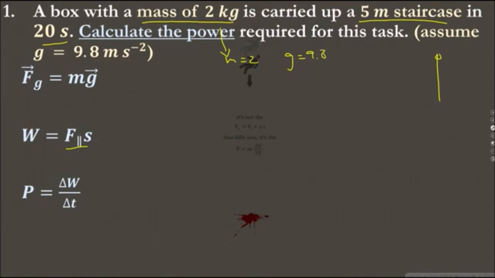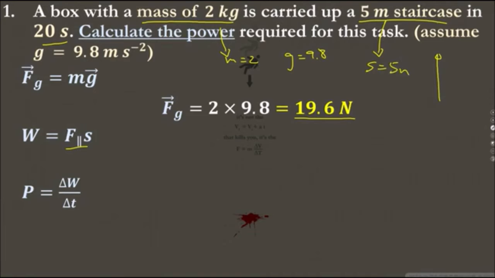G is 9.8, so let's plug this through the calculations. We find that the weight force is 19.6 newtons. Okay. How far have we displaced? Well, the displacement is 5 meters. So the work done, if we plug that in now, in total is about 98 joules. Okay? So that's the amount of work that's been done to lift our object 5 meters.